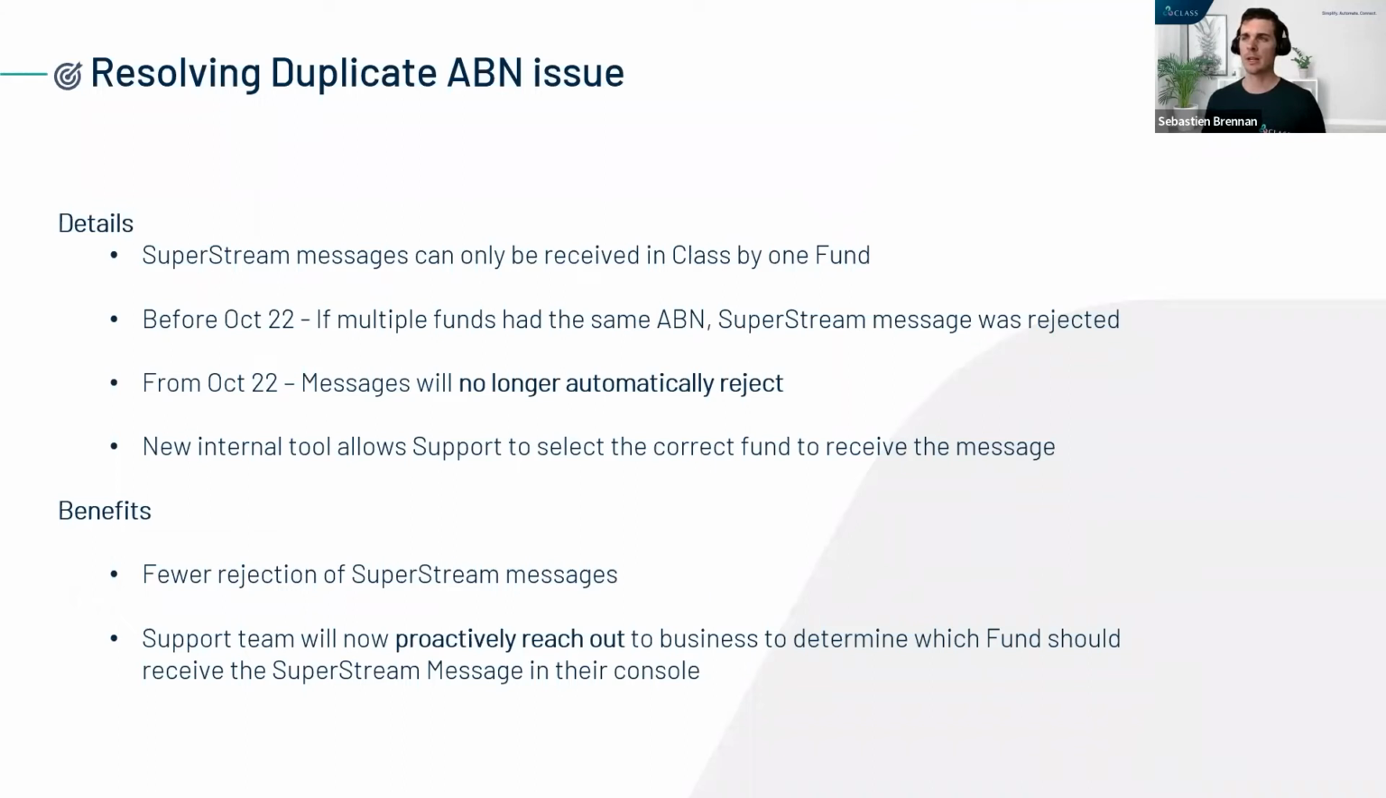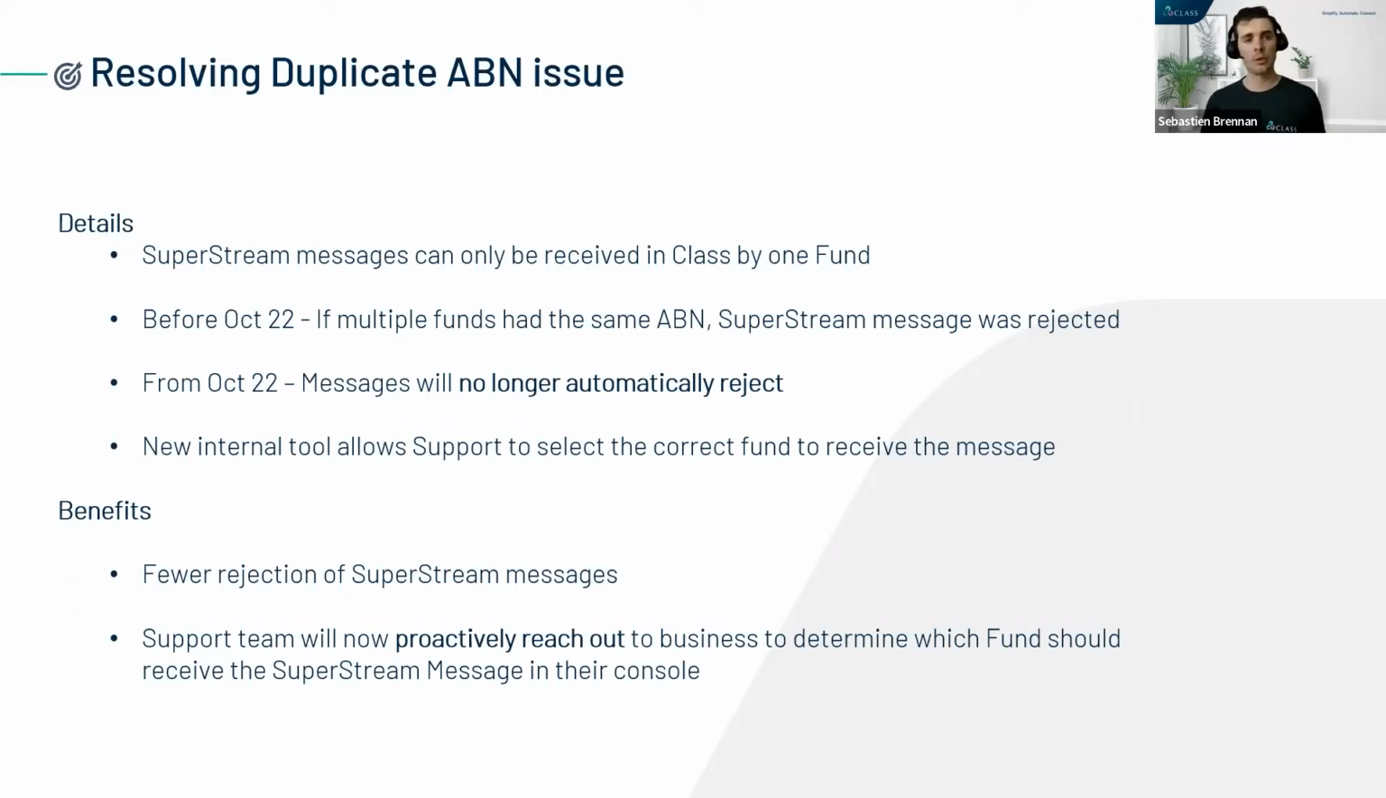The first one is around resolving duplicate ABN issues. SuperStream messages can only be received by one fund in class. What has arisen for some of these funds, and this can occur, for example, if you've got an accountant who has a fund, and that client moves to another accountant who's also on class, is that now you've got a fund in class with the same ABN. If that's the case, prior to this month, October 2022, those messages would be automatically rejected because there was a duplicate. From this month, we'll no longer automatically reject those messages.